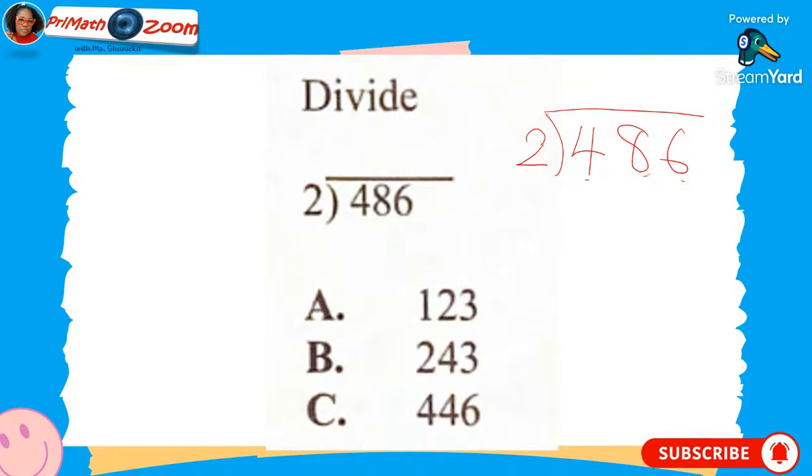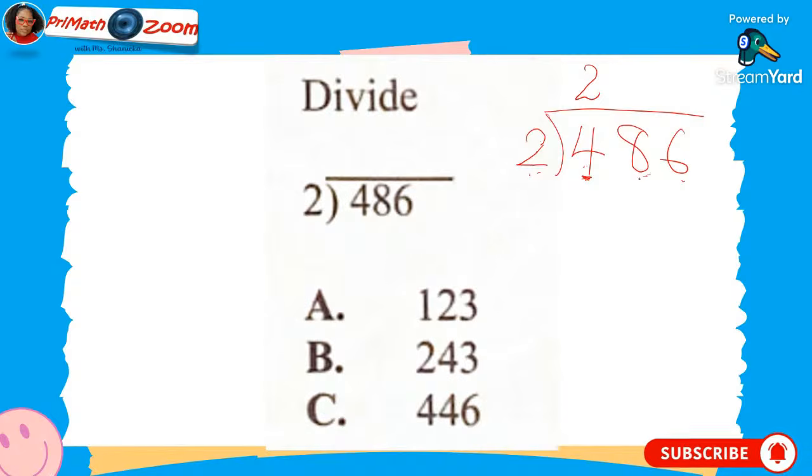Now, here we have the divisor 2, and the first digit we'll test is 4. 4 divided by 2 goes how many times? How many groups of 2 can you get out of 4? You have 4 things. How many groups of 2 can you make? All right, we can have 2 groups. Thank you, William. Thank you, Shamika.